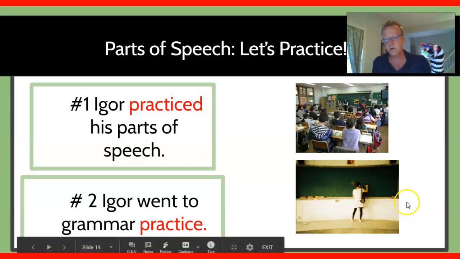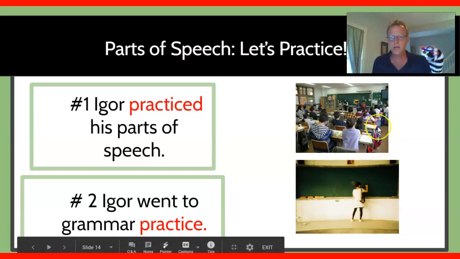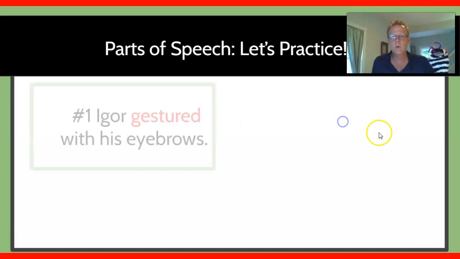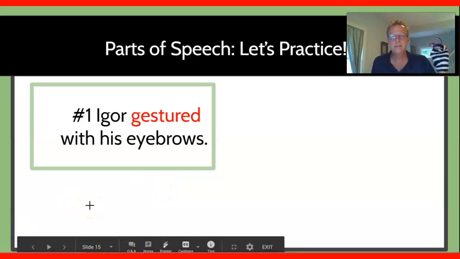This chick down here is not Igor, but she's doing the action of practicing her parts of speech. In this class, this is just a grammar practice class. Okay, noun, action, verb. Very good. All right. Let's take a look at one more sentence. And let's see if we can dissect, use the clues. Igor gestured with his eyebrows. Nice, nice, nice, nice.